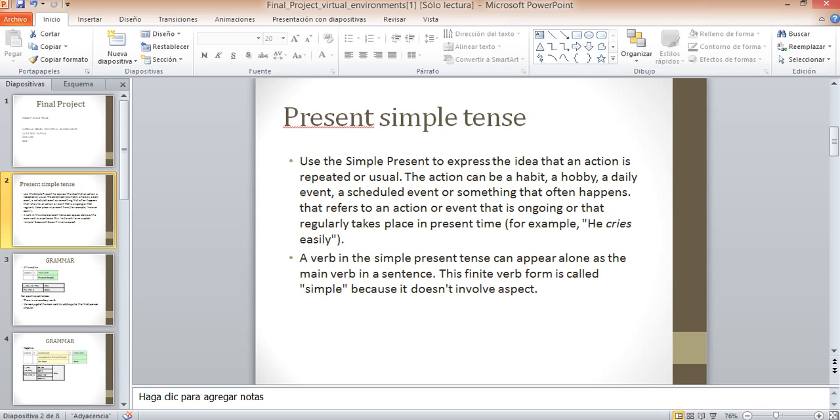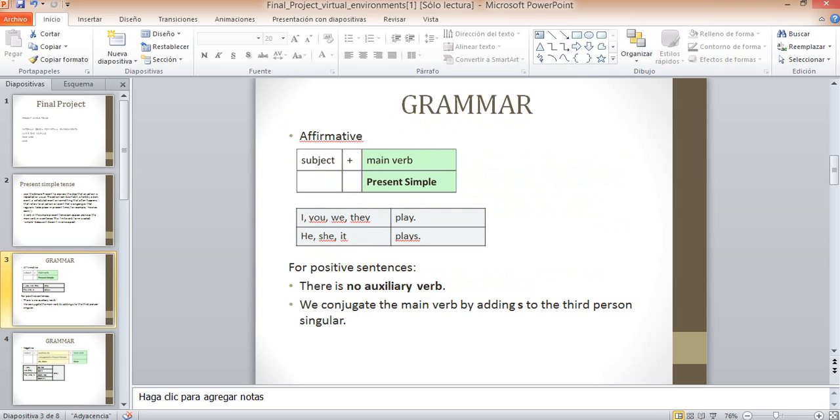Two, we can say that a verb in present simple tense can appear alone as the main verb in a sentence. This unique verb form is called simple because it doesn't involve aspect. I'm gonna explain the grammar for an affirmative sentence. We can find here the order that we should make in an affirmative statement.